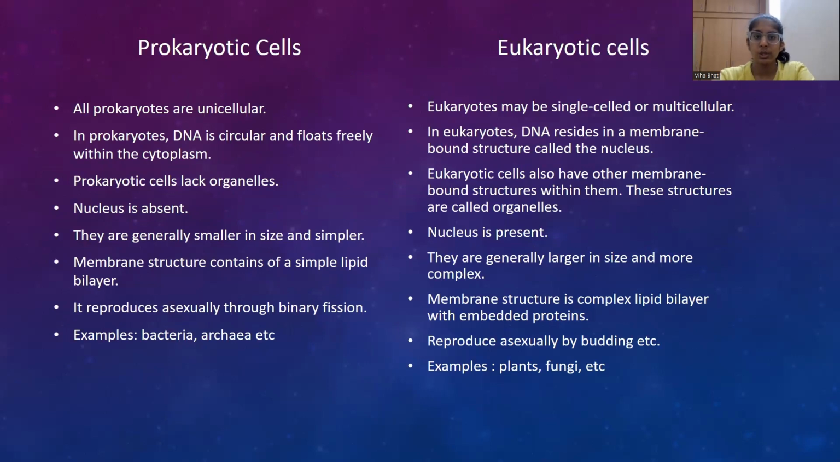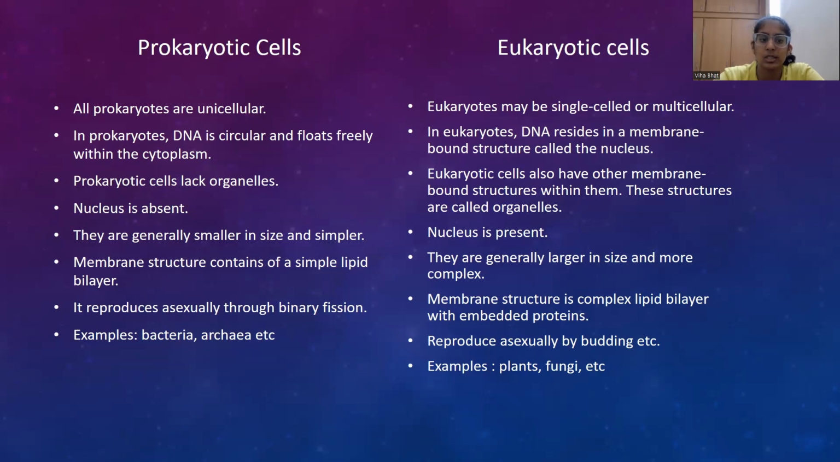Next is differences between prokaryotic and eukaryotic cells. Prokaryotic cells are unicellular. Their DNA is circular and floats freely within the cytoplasm. They lack cell organelles. Nucleus is also absent in the prokaryotic cell. They are generally small in size and are very simple structures. The membrane structure of the prokaryotic cell contains a very simple lipid bilayer. They reproduce asexually through binary fission.